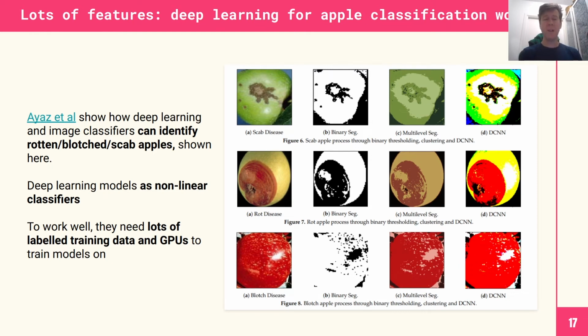To use these kinds of large data sets with rotten apples, you need to have lots of GPUs, graphical processing units, to train your data. You'll need to have some image equipment to take the photos, and you'll need lots of examples. And deep learning models are very good at learning these non-linear decision boundaries, so they're non-linear classifiers in this case.